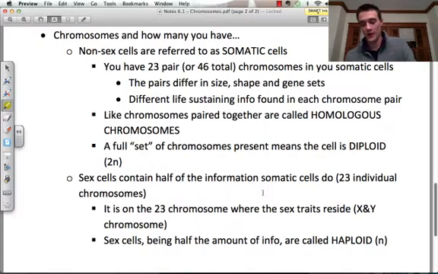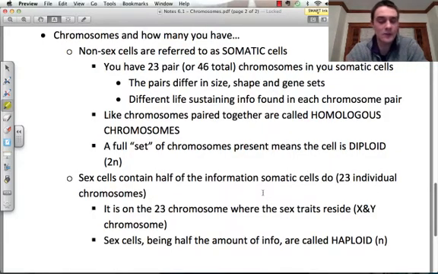Okay, sex cells, you actually only have one. So you've got this one, this one, this one. So you've only got like 23 of them. You don't have the buddies included inside of a sex cell. So it's half of the original genetic information found in the regular cells in your body. So it's halved. We consider it haploid.